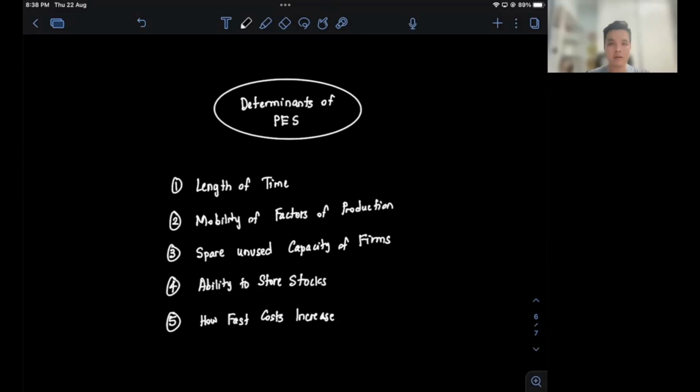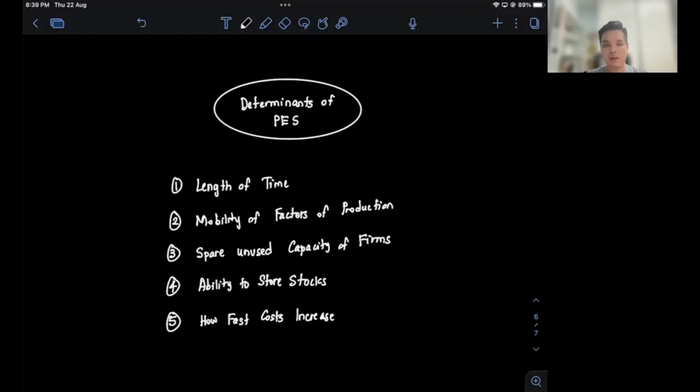The first one, and the most important one, is the length of time. The length of time to react, especially in terms of the factors of production required as inputs. So length of time is the most important determinant of PES. It refers to how long producers have to adjust the factors of production to change the quantity supplied. And naturally, as you can imagine, if you're a producer, the longer time it takes for you to adjust your production, the more inelastic your supply is because you take a longer time to respond to changes in price.